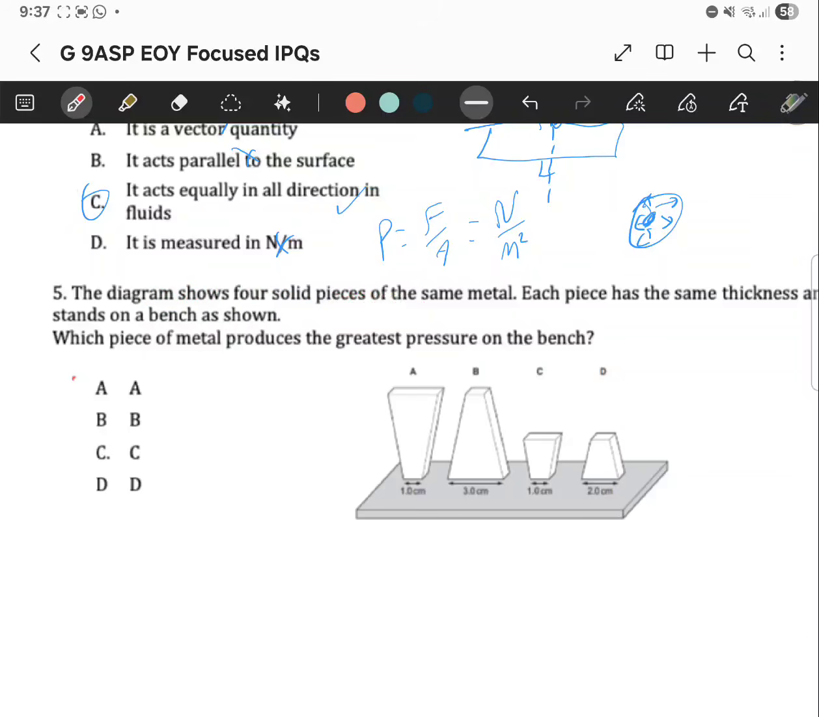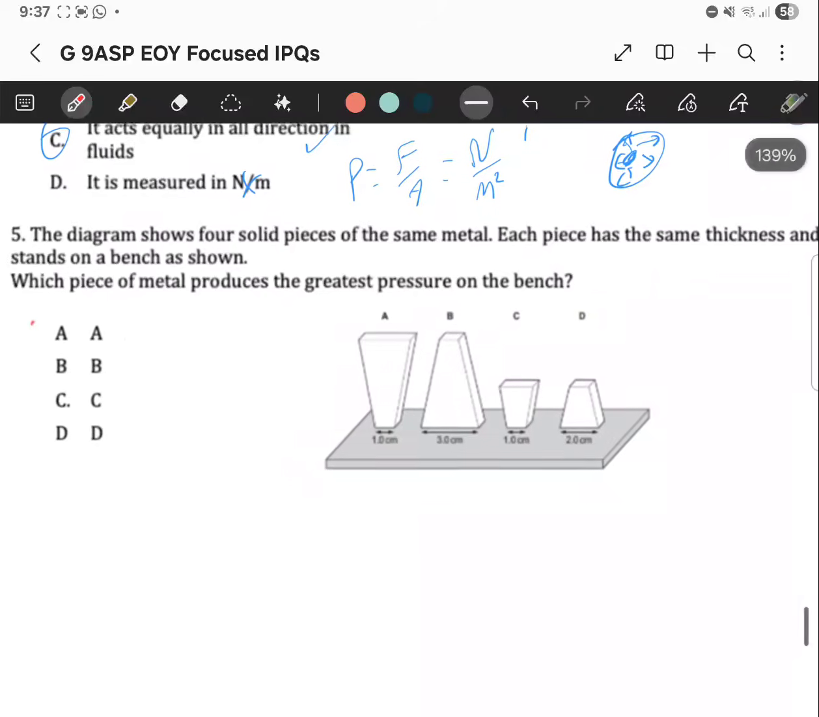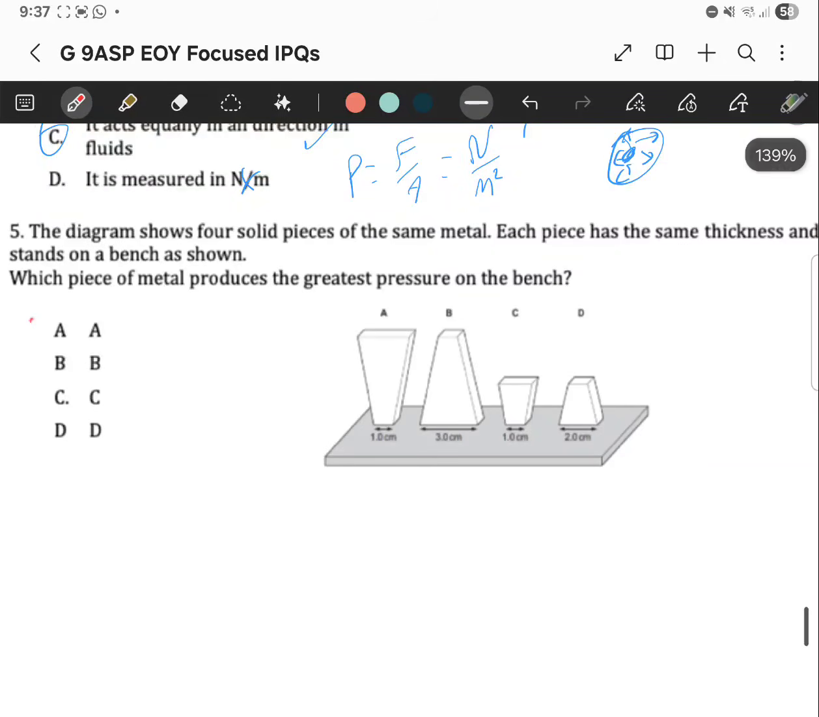The diagram shows 4 solid pieces of the same metal, so it'll be the same density, same thickness, stands on the same, okay. Which has the greatest pressure? Greatest pressure usually means smallest area or bigger force. A bigger force, directly proportional. Smaller area, inversely proportional. You can see I'm dividing by A. Makes sense. If you had a pin and you were to try to touch the pin with your finger on this side or the finger on this side, you can guess which side's going to hurt more, right? It's going to be the one with the pin because it's got smaller area, bigger pressure.